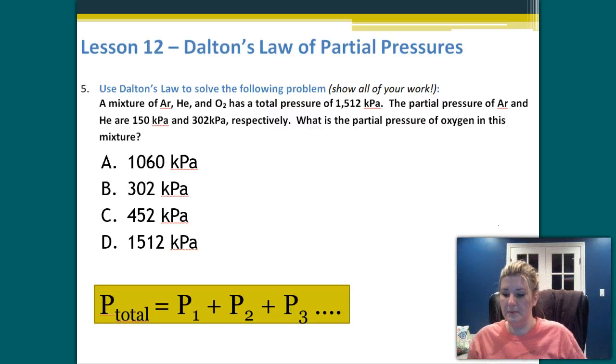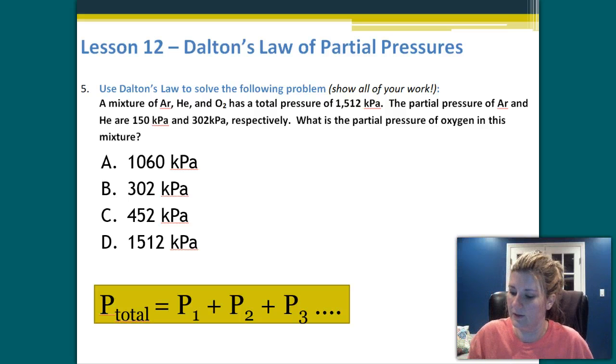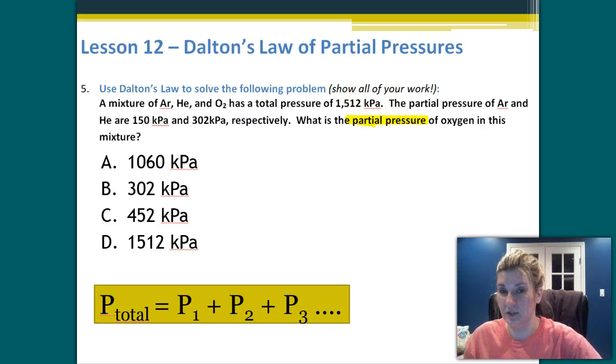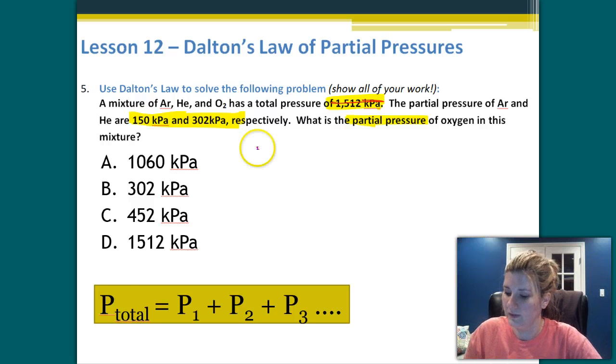This example is going to be a little bit different. This is solving for a partial pressure. What is the partial pressure of a certain gas? If we have a mixture, Dalton's law is all about mixtures: argon, helium, and oxygen. We're given the total pressure, 1512 kilopascals. The partial pressures of argon and helium are 150 and 302. So we're setting it up just like this down here.